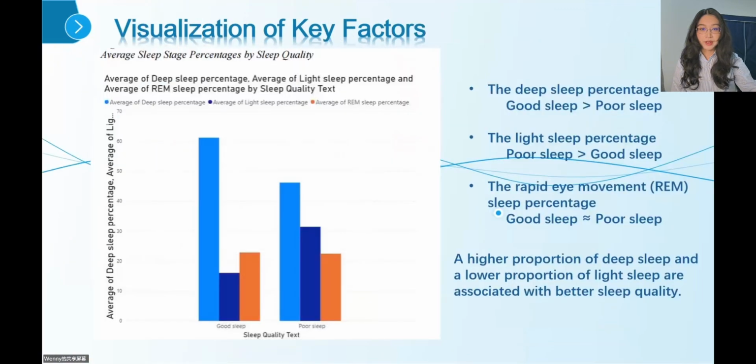To further verify the key factors affecting sleep quality, this chart compares the average deep, light, and rapid eye movement sleep percentage between good and poor sleep groups. It shows that the good sleep group has a significantly higher deep sleep percentage and a lower light sleep percentage, while the rapid eye movement sleep percentage is almost the same. This confirms that sleep structure is an important determinant of sleep quality.